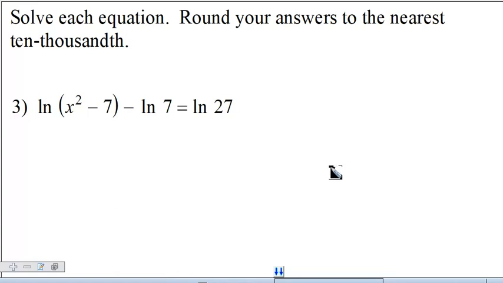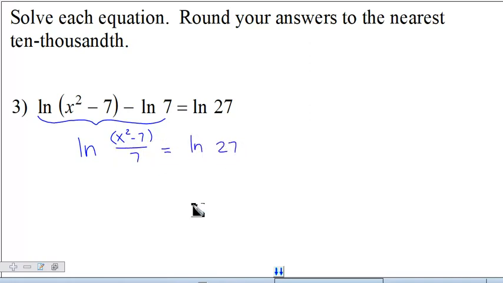This third example starts off the same as the previous ones. I have two ln's on the same side, and I do need to combine those together. Since it is currently subtraction, I will combine them using division. So x squared minus 7 will go to the top of the fraction and 7 to the bottom.